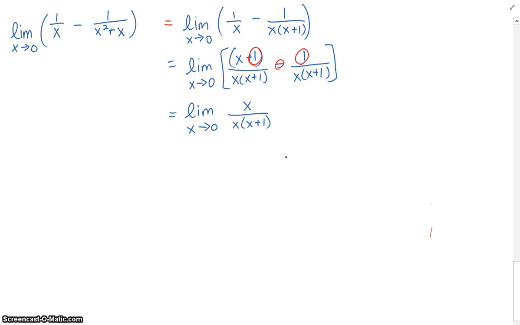We still need to cancel something out, and we can see that they have a factor of x on both the numerator and the denominator. So we can write it as the limit of x approaching 0 of 1 over x plus 1, of which we can now evaluate. If we plug 0 in, we now get the limit is going to be equal to 1.